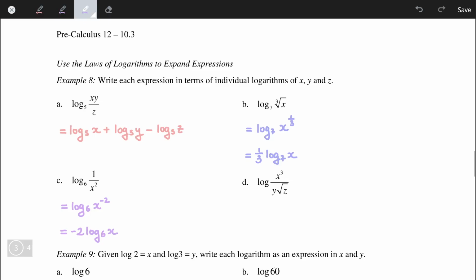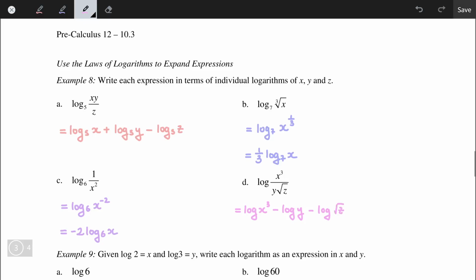All right, and finally, the last one, probably a good idea to separate everything out first, like we did in example A. So here we have log x cubed minus log y, because it is in the denominator, and then minus log the square root of z.